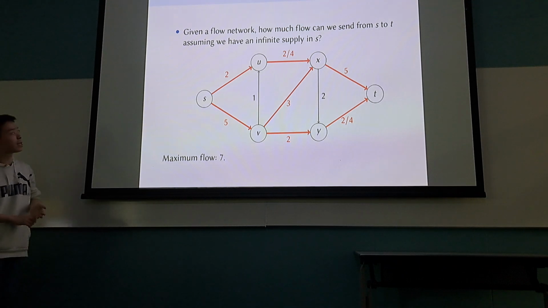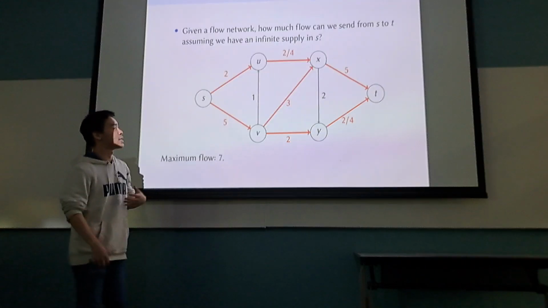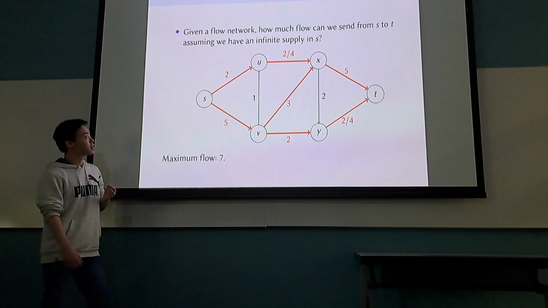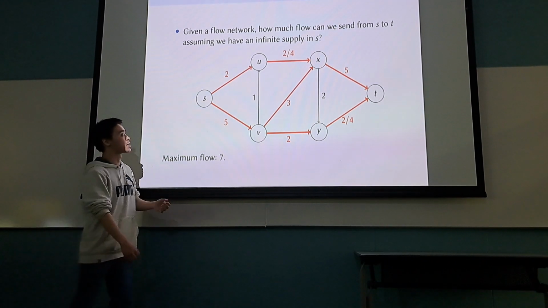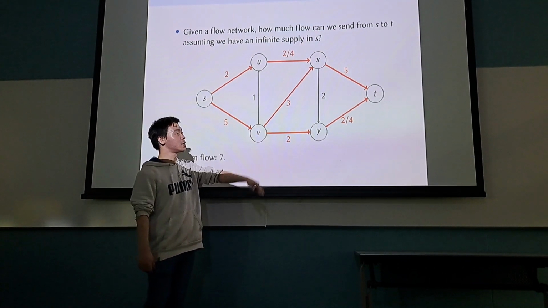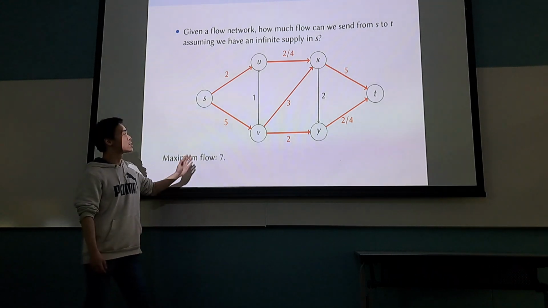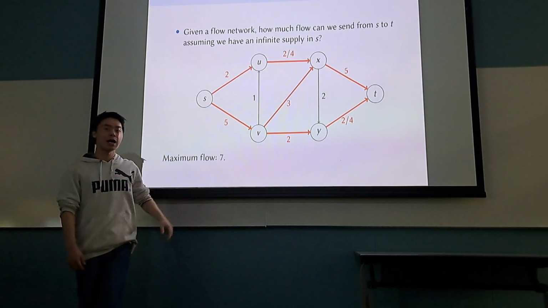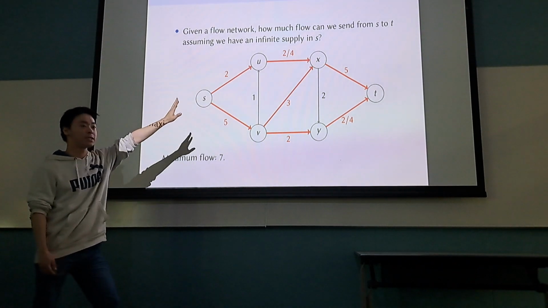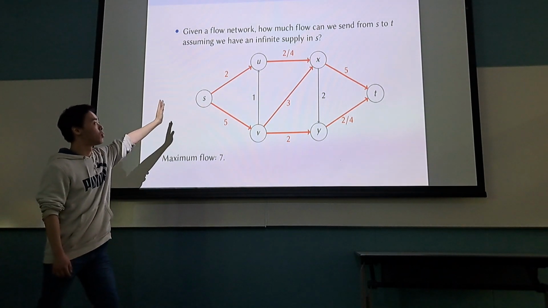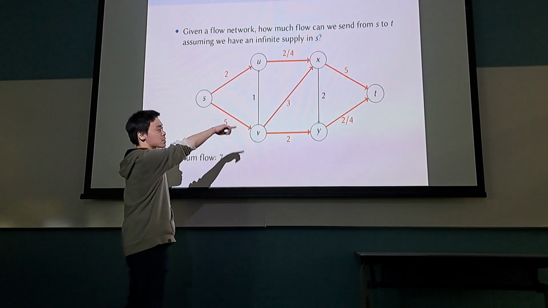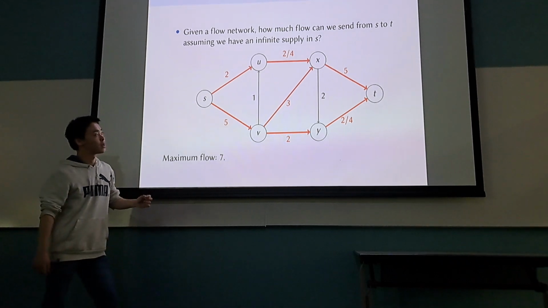So, given a flow network, the question is how much flow can we actually send from S to T? Given that I have an infinite supply of water in S, and I want to transport it all the way to T, if I start at S, I can transport 2 units of flow to U, and then I can go from U to X by transporting all of the flow from U to X. And then I can go from X to T with 2 units of flow.